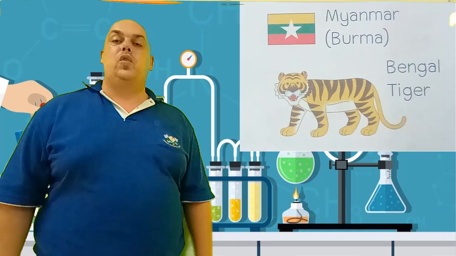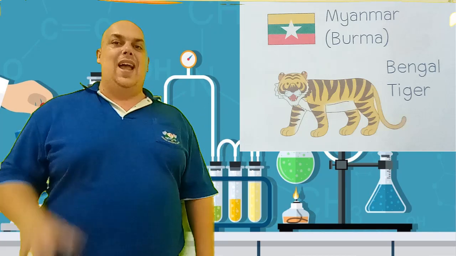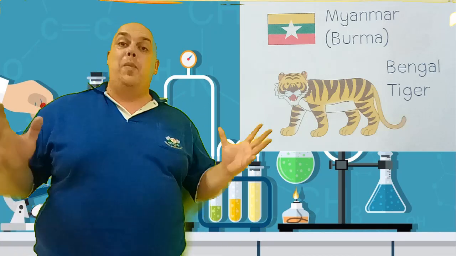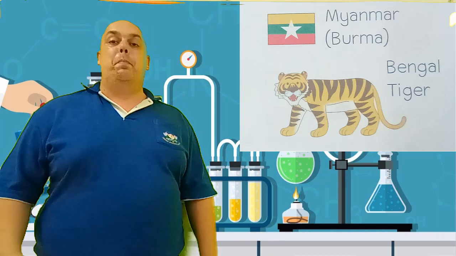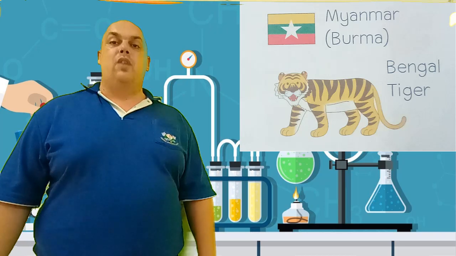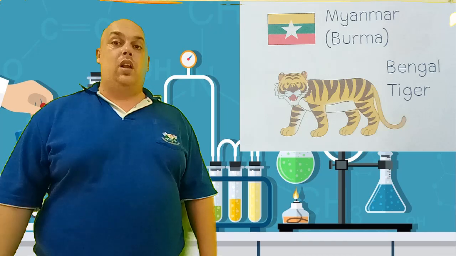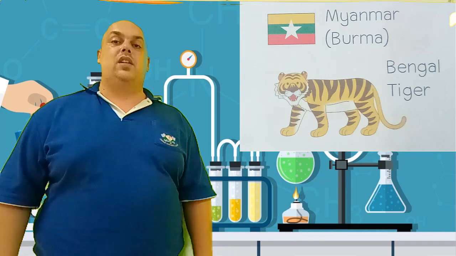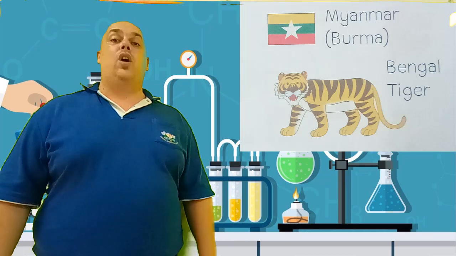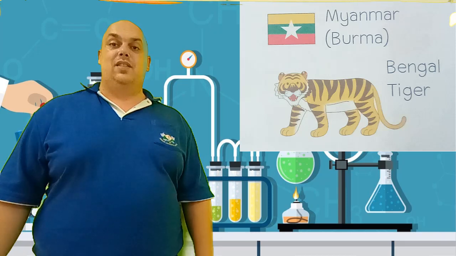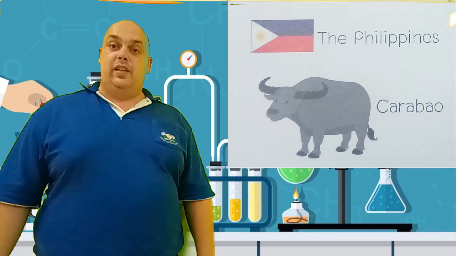Okay, then we go to the next country, Myanmar. Over here we have Myanmar. And what is the national animal of Myanmar? It is the Bengal tiger. The Bengal tiger. Repeat after me. Bengal. One more time. Bengal tiger. Tiger. Bengal tiger. Okay, good job.